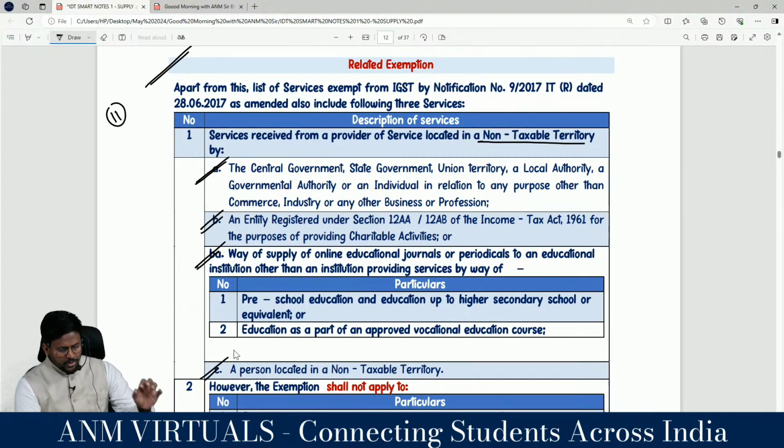Correct? With regard to class A, that is a service recipient situated in India, either government or local authority or an individual, for any purpose other than trade, commerce or business, it is exempt from GST. And if the service provider is situated outside India and the service recipient is a registered charitable trust under Section 12AA importing the services for providing charitable activity in India, it is exempt from GST.